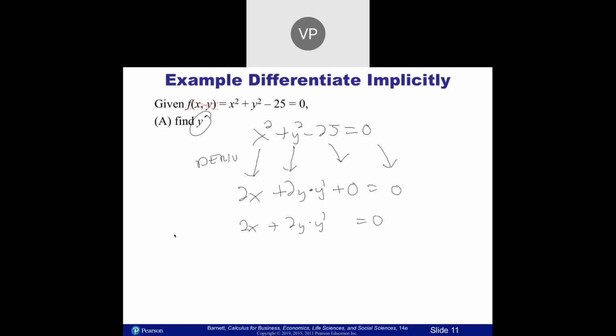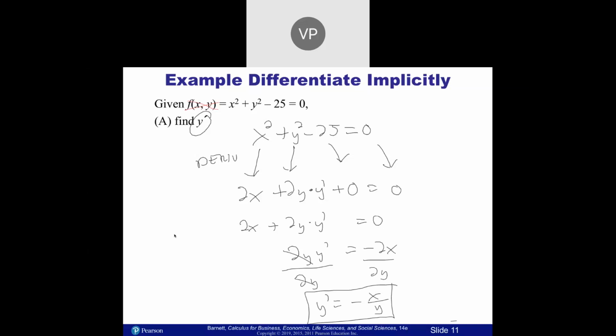So it's all algebra here. If you look at all my terms, this one has a y prime, so I'm going to leave it over here. I'm going to move the 2x to the right, so it becomes a negative 2x. Then I divide both sides by the 2y, which makes everything cancel, and I get y prime equals negative x over y, because of course the 2's cancel out. And that's our equation right there.